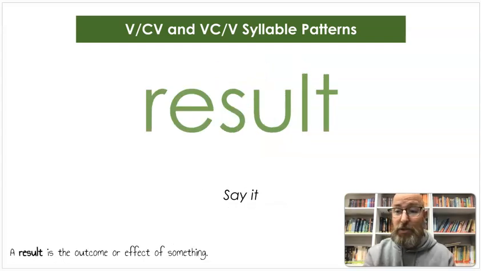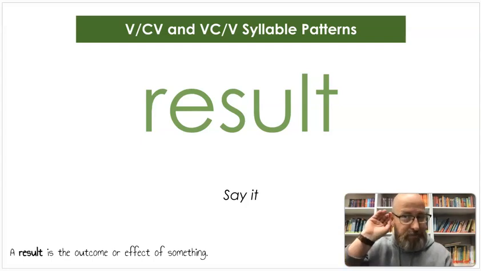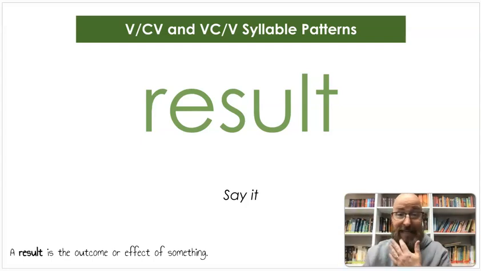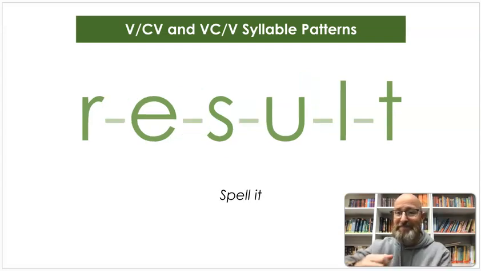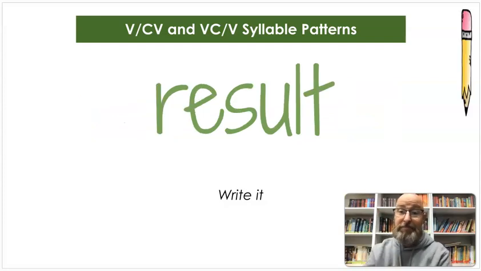Our next word is result. Say result. A result is the outcome or effect of something. Count the syllables. Result. Let's spell it. R-E-S-U-L-T. Result. And let's write it.